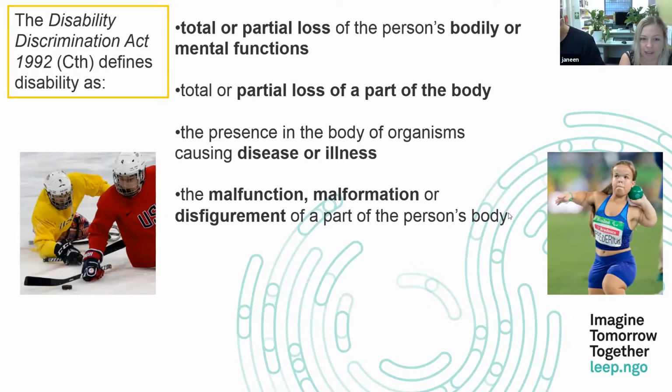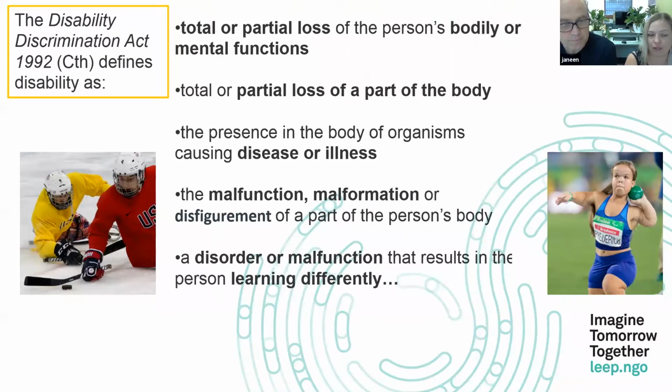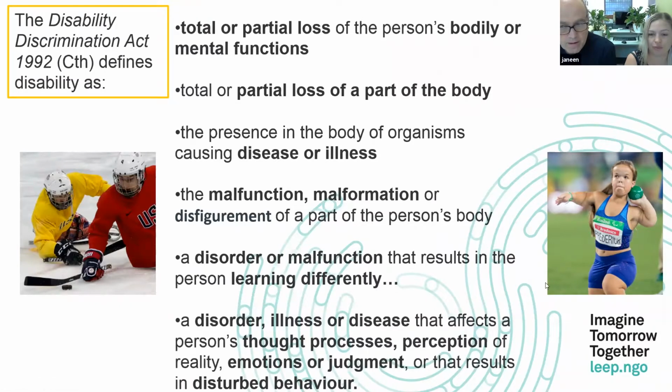And the malfunction, malformation or disfigurement of a part of the person's body. Are we seeing a malfunction or malformation or disfigurement in the person's body? No, it's a different shaped person, but we know that people come in all shapes and sizes. A disorder or malfunction that results in the person learning differently? Nope. A disorder, disease, or illness that affects thought processes, perception of reality, emotions or judgment, or results in disturbed behaviour? No. So far, we really haven't got, from these definitions, that a person with dwarfism would have a disability.